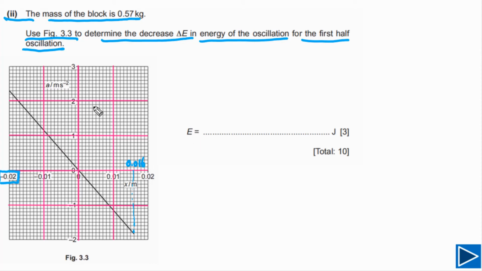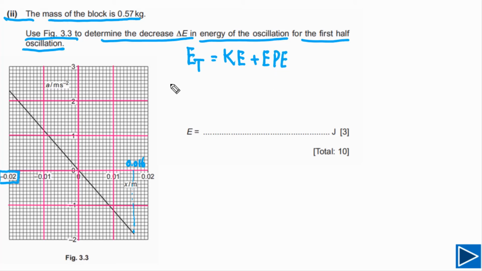Now we need to calculate energy. So first thing, let's try to understand what is total energy of oscillation, E total. Total energy of oscillations is equal to kinetic energy plus elastic potential energy.